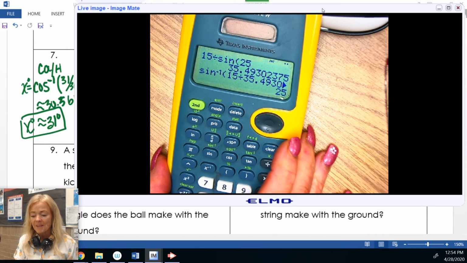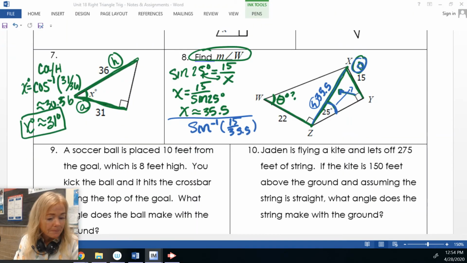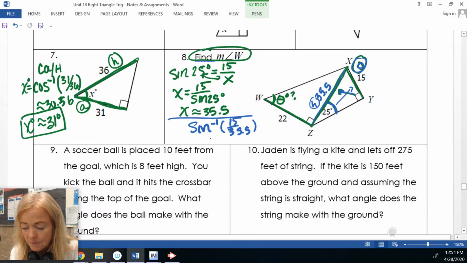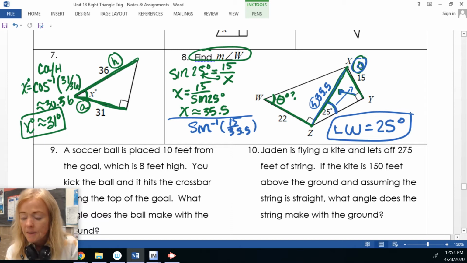Wow, that's pretty odd. 25 must be a Pythagorean triple. So the answer is, let's see, what was it we're looking for? Angle W is 25 degrees. Okay, so there's that.